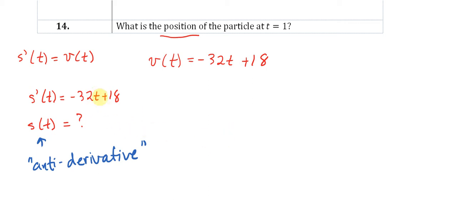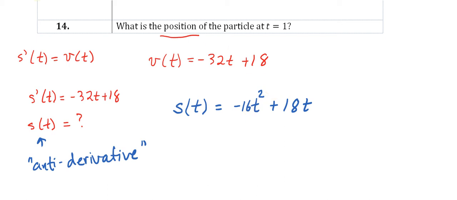So if you look here, this is a polynomial with a degree of 1, so its antiderivative must have had a degree of 2. So you must have had a t squared here, and you must have had an 18t. Now what number do we put in front of here in order for us to get negative 32? Well, that shouldn't be too surprising that it would be negative 16. So we're taking negative 32 divided by this 2, and this gives us negative 16t squared.